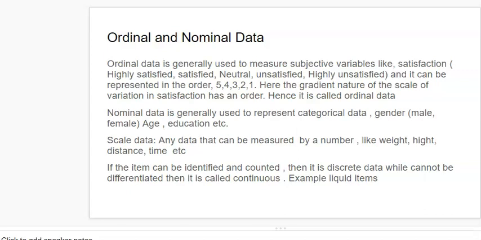And scale data means any data that can be measured by a number and that number represents it. Then it is called scale data. Next one is called discrete data and continuous data.